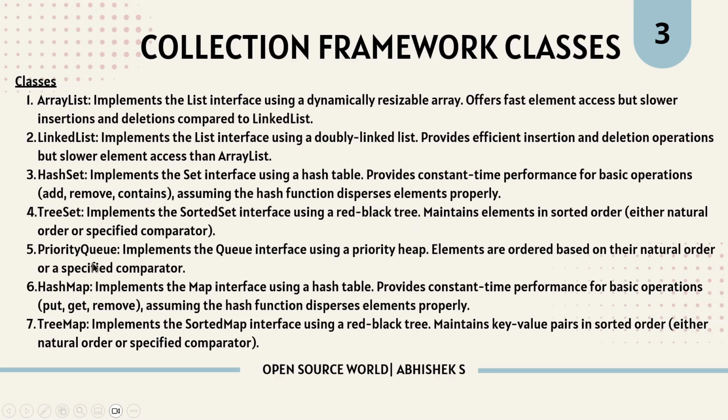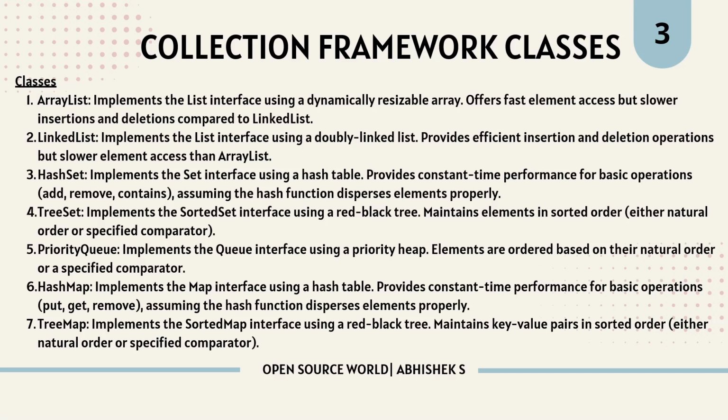Priority queue implements the queue interface using a priority heap, and HashMap implements the map interface using a hash table. As I told, HashMap should be key value pairs, right? So similarly a value will be associated with a hash value here. For example, let's say 6 is the value which I need to store in the hash map, and this 6 will have a particular hash value. Using that hash value we can access this particular 6 element, right?